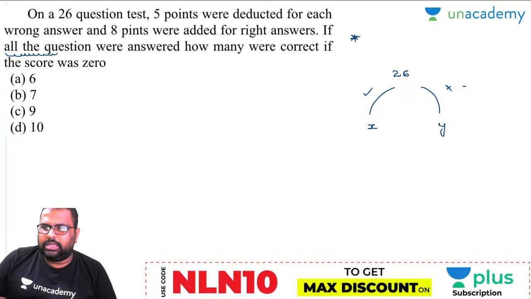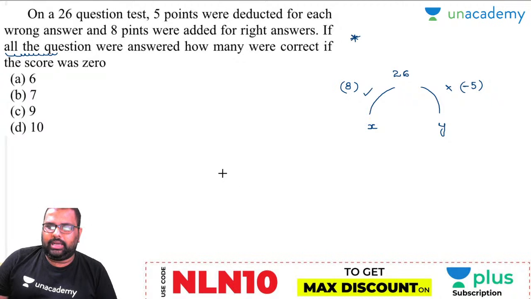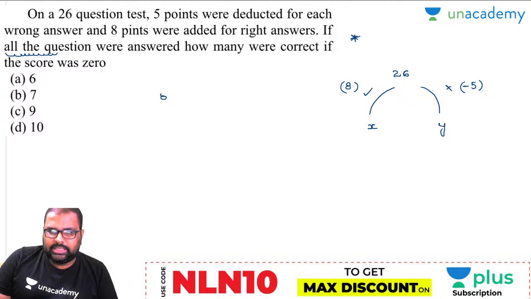For every wrong answer, minus 5 marks will be deducted. For every correct answer, 8 marks will be given. So can I write it like this? 8 into x is the total marks obtained for correct answers. Minus 5 into y is the total marks deducted for wrong answers, which will be equal to 0, because your total score was 0.